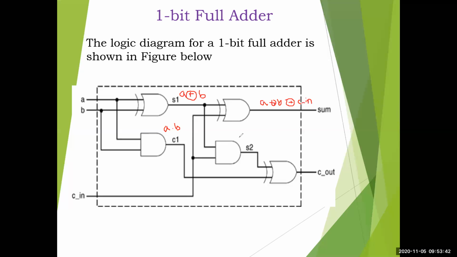Then this is A XOR B and then you have C in. So that is the second part you had in the C out. This is A XOR B dot C in, that is the S2 output. Now this term and this term we are going to add in this OR gate. So this is not an XOR gate, so remove this part. It is just an OR gate.